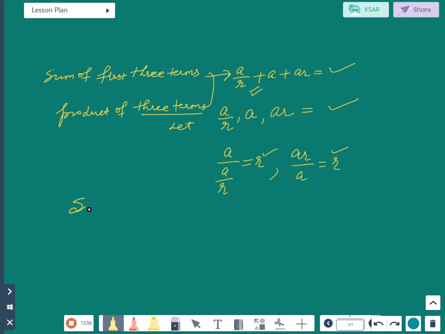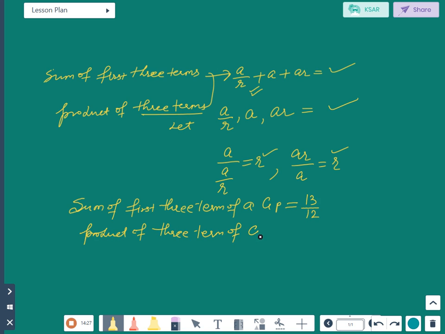Now we shall take one of the examples. The sum of the first 3 terms of a GP is given as 13/12, and the product of the 3 terms of the GP is also given, equal to -1.